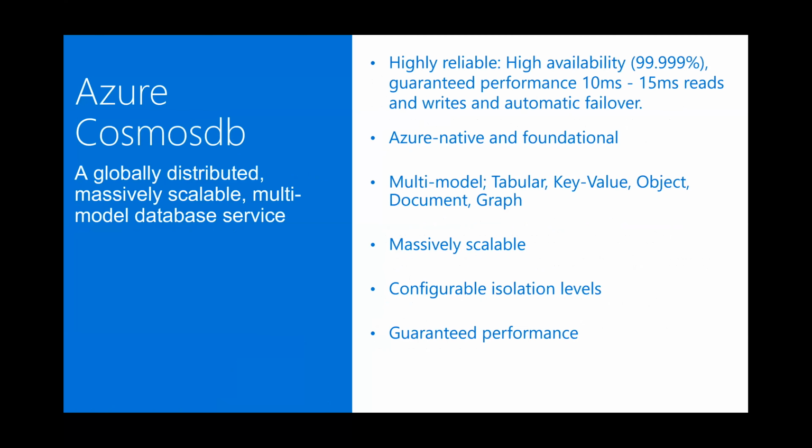Then there is Cosmos DB, and Antonio talked in great length about it, so you should be all up to date. But to give you a perspective, it's a globally distributed, massively scalable, multi-model database. If you have needs for very low latency, we do offer financial guarantees on providing that anywhere in the world. It's massively scalable, supports a lot of different models, and guaranteed performance is what it stands for.